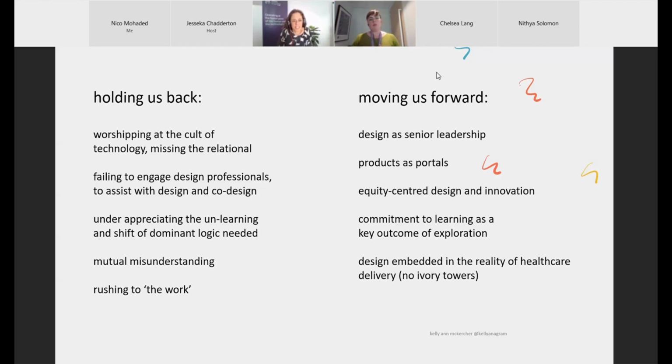It needs to be said that we are failing to engage with design professionals across health systems across the world to assist with both design and co-design. It is really difficult to do co-design without the design part. We are very much underappreciating the unlearning and the shift in dominant logic needed if we're going to move from some of the ways that we have worked, and I'll say what those are very shortly, into what design asks of us by way of mindsets and methods.